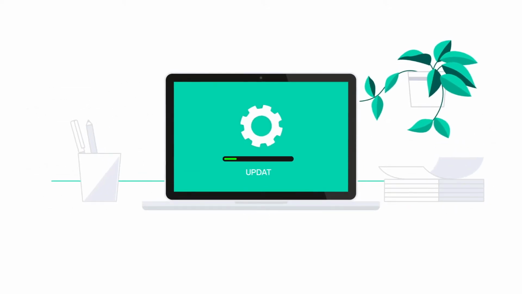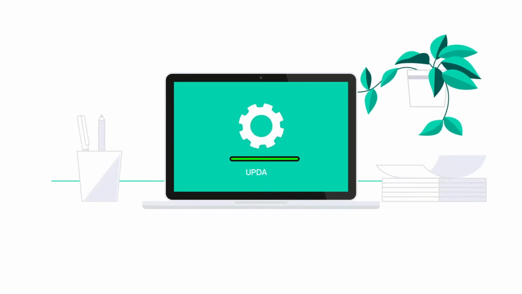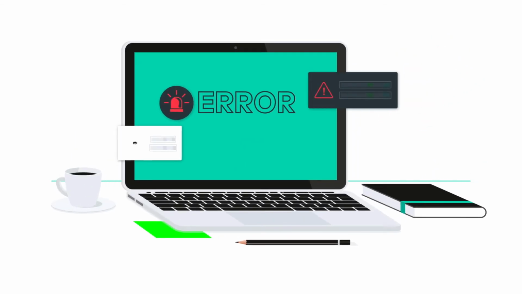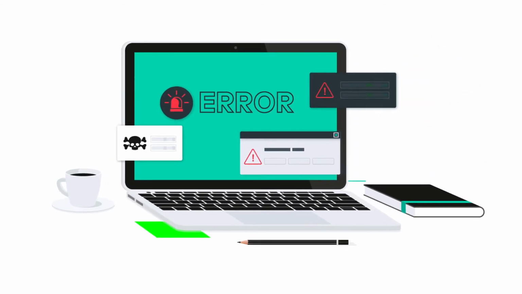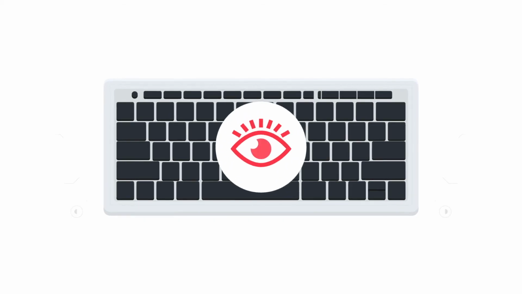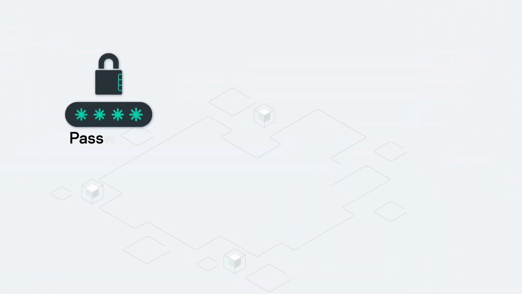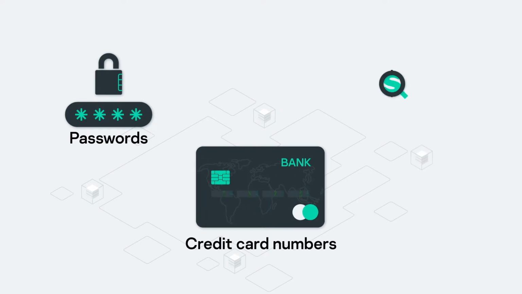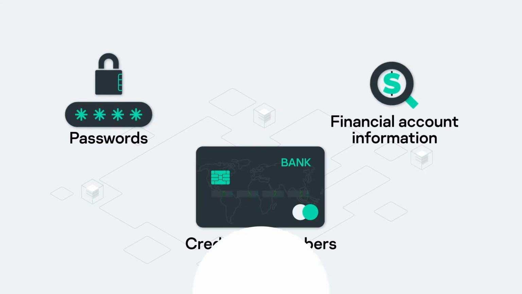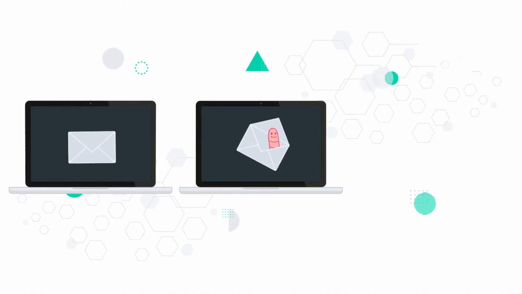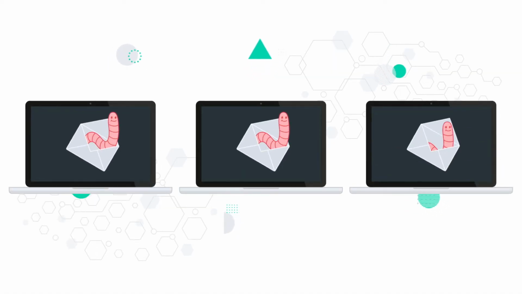Make sure your software and apps are up to date. There are several different types of malware you may encounter if you aren't careful. Keyloggers. These tools record keystrokes. Cybercriminals use them to gather passwords, credit card numbers, and financial account information. Worms. These are malicious programs that self-replicate on computers and networks.